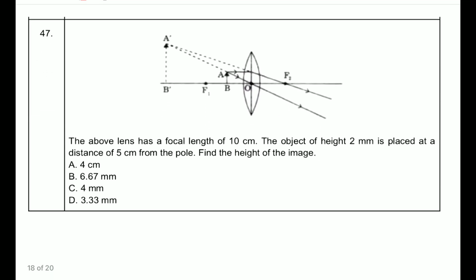This is question number 47 of your sample question paper. The diagram is not so clear, but it's okay.